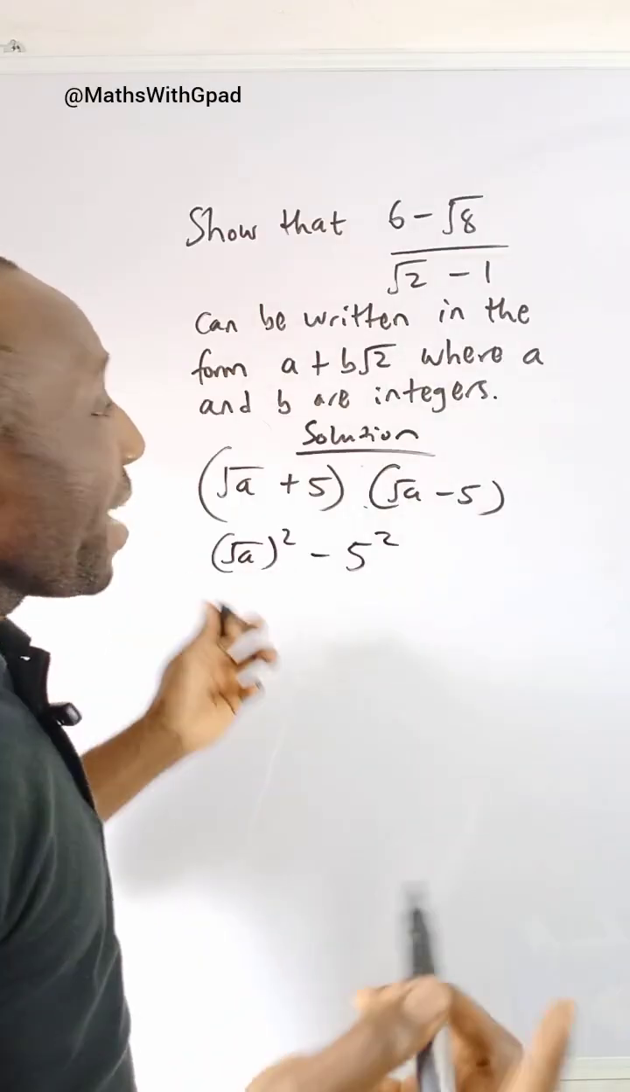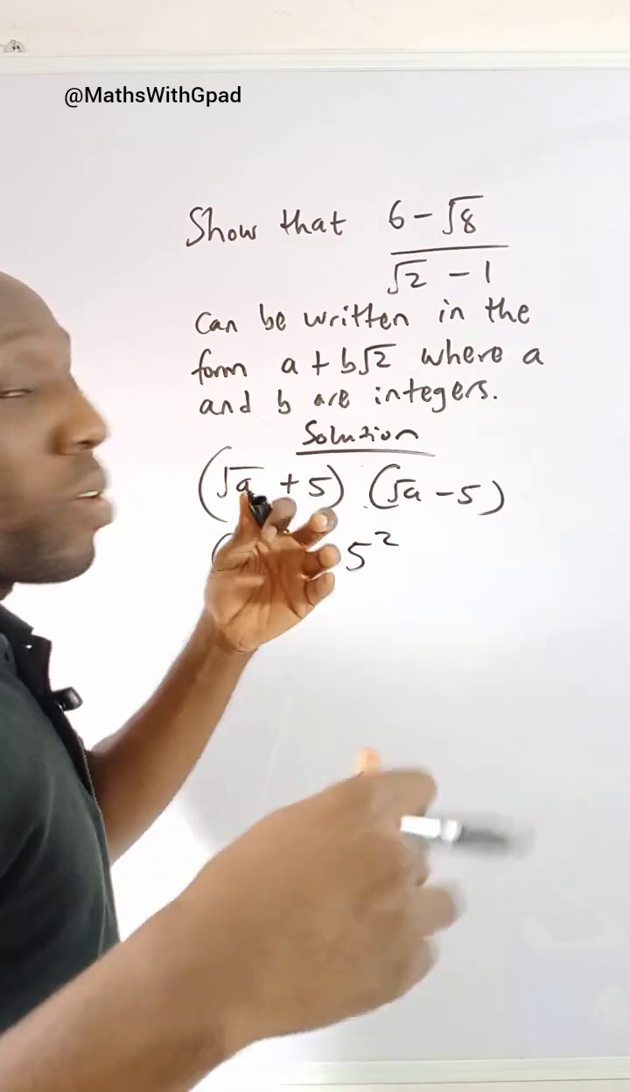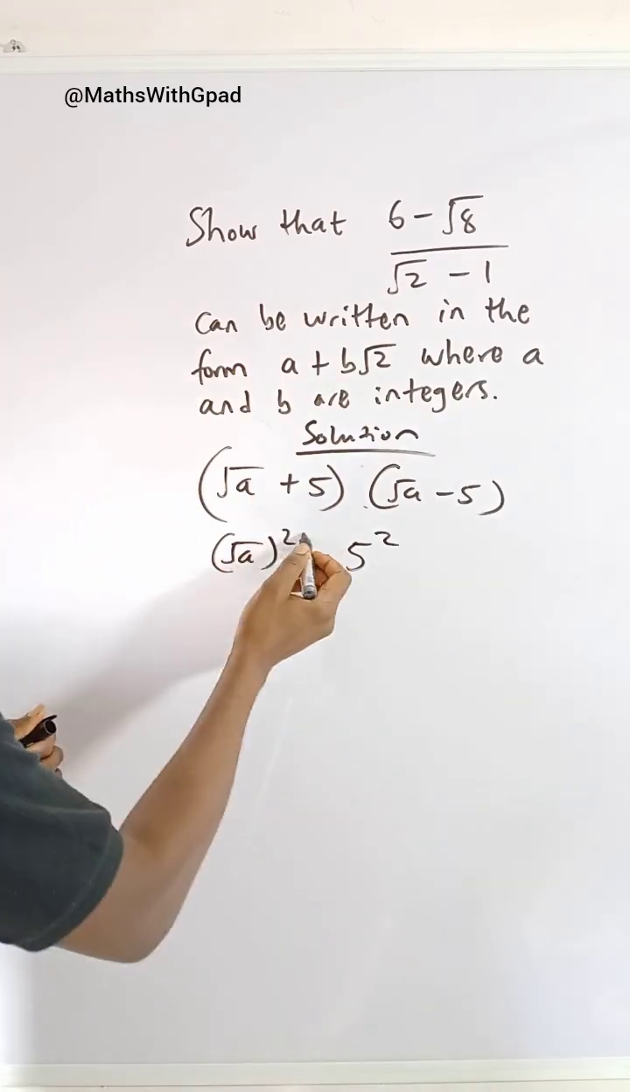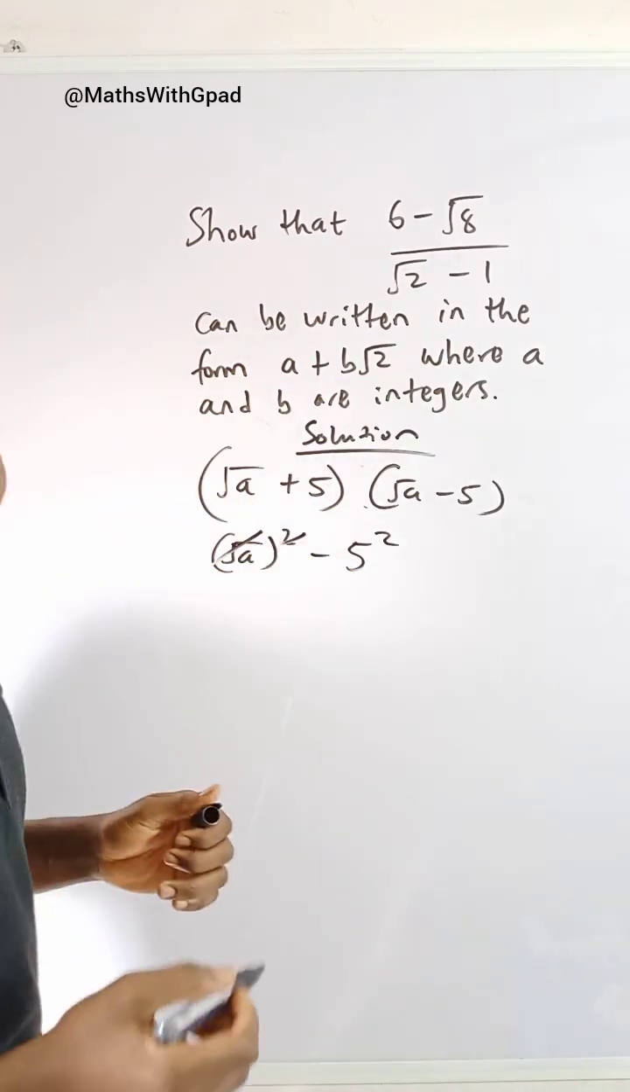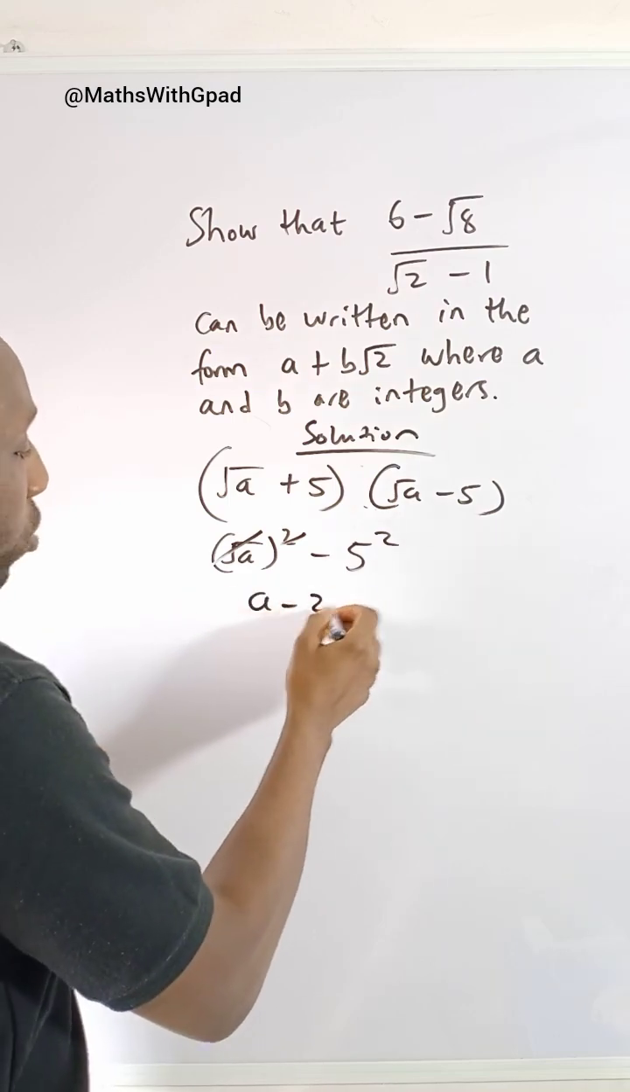That's the reason behind using the conjugate to rationalize. Because if you do this, you see it clears up the radical symbol. You just have a minus 25.